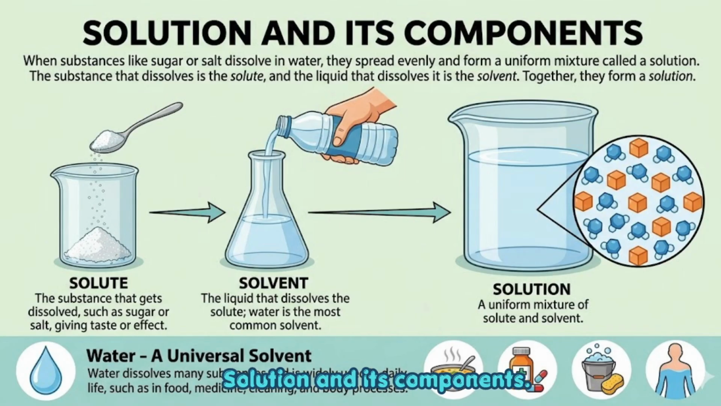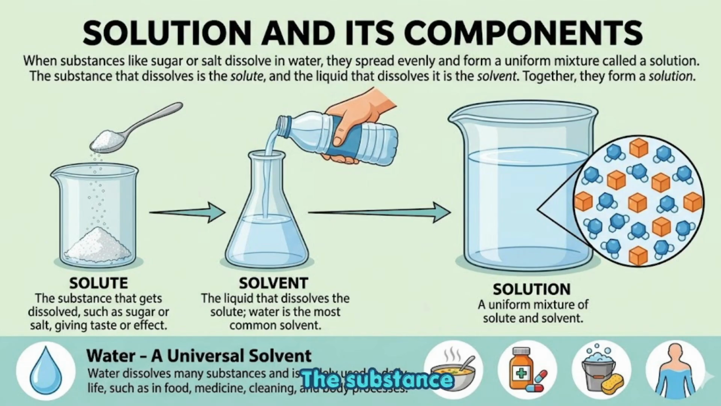Solution and its components. When substances like sugar or salt dissolve in water, they spread evenly and form a uniform mixture called a solution. The substance that dissolves is the solute, and the liquid that dissolves it is the solvent. Together, they form a solution.